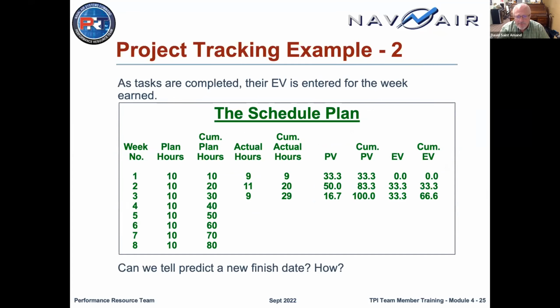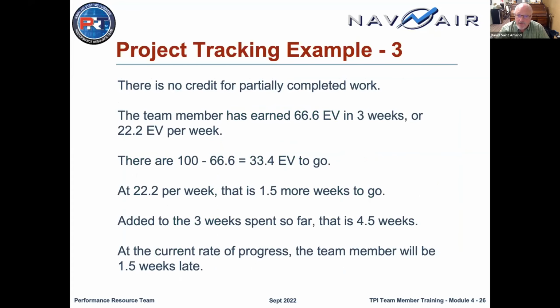At the end of work week 1, he hasn't gotten anything completed, so he has no earned value. He's got a third of his earned value by the end of the second week. By the end of the 3rd week, he's got about 67% of the work completed. And he has to tell the supervisor how much more time to expect in order to finish this. Obviously, there's no credit for partially completed work. Over the course of 3 weeks, our developer has gotten 66.6% earned value.